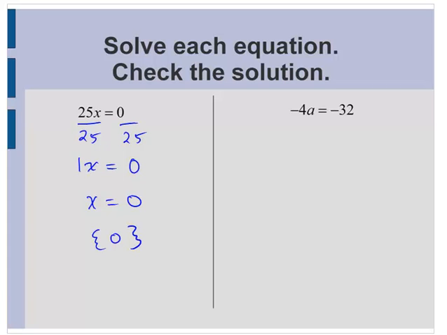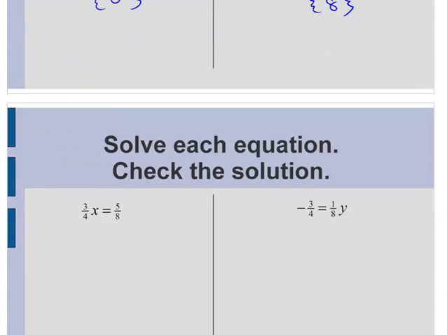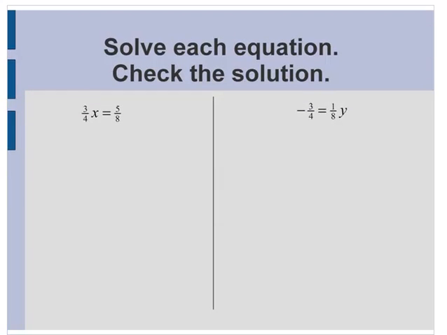Negative 4a equals negative 32. Dividing by negative 4. Negative 4 divided by negative 4 is 1 times a equals negative divided by negative is positive 8, and so a equals 8. Here are a couple more that I would like for you to try on your own. Now would be a good time to pause.